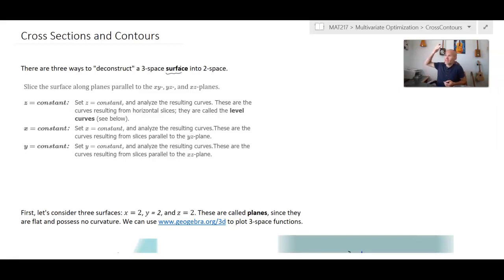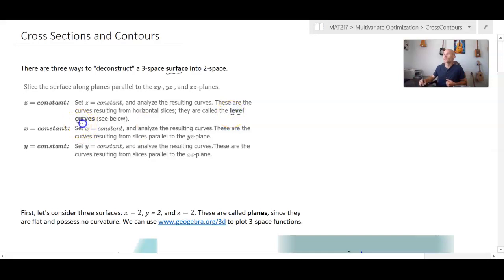So there are really 3 kinds of ways we can deconstruct a surface into 2 space. And this involves slicing them in one of 3 different ways. The first is that we choose a value of z and fix that level of z and look at the relationship between x and y for that particular value of z. The picture that we get are graphs of what we call level curves.